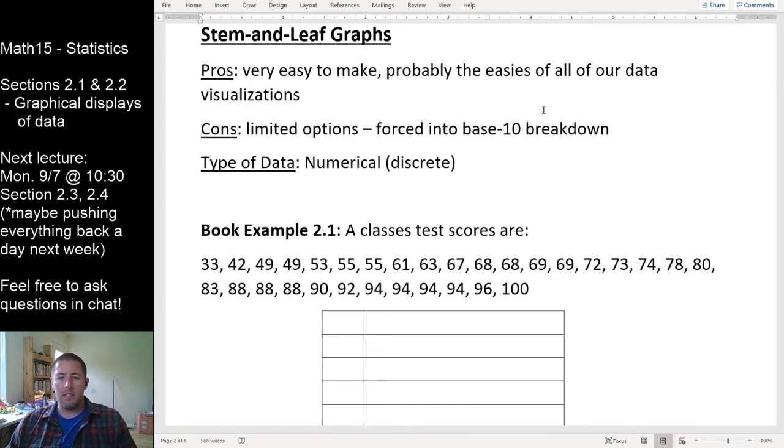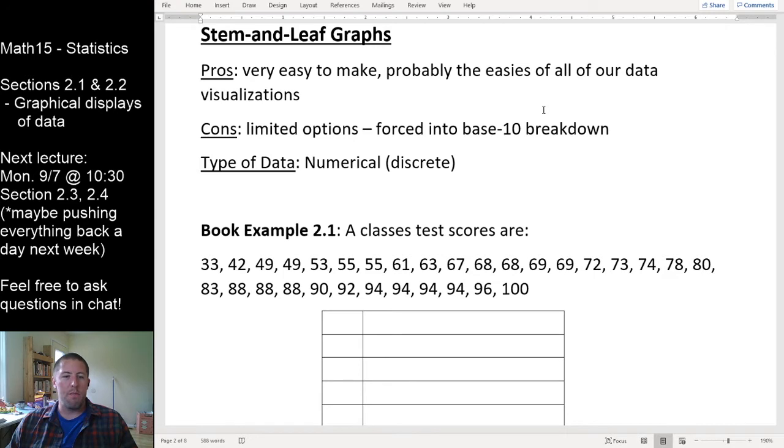The bad thing about this is that you are pretty limited in your options. It'll be a lot easier to see once we do our examples, but I say we are forced into a base 10 breakdown. What that means to me is that our groupings of data are always going to be based on a power of 10. So we're always going to get groupings of data like the 50s, the 60s, the 70s, the 80s, and the 90s.